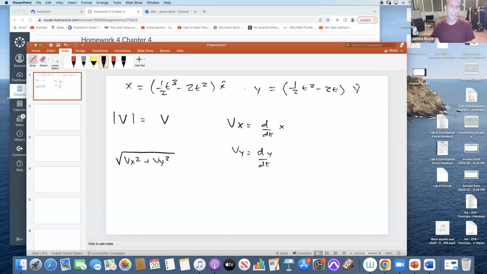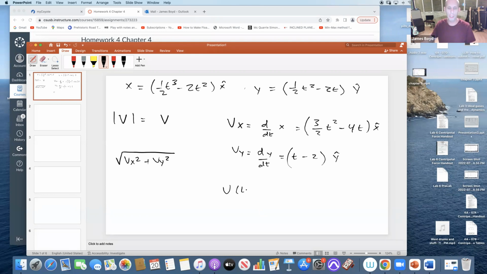Therefore, to take the time derivative of a simple power, you pull down the power in front and subtract 1. So this would be 3 times 1/2 t squared minus 2 times 2t, so 4t, and that will be in the x hat direction. And then for y, we would pull down a 2, so we get 2 over 2. So we just get t minus 2, the derivative of 2t is 2.